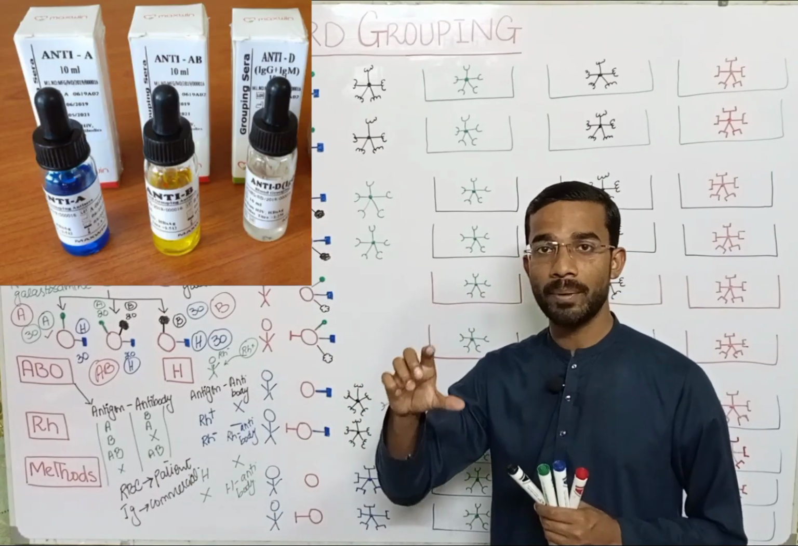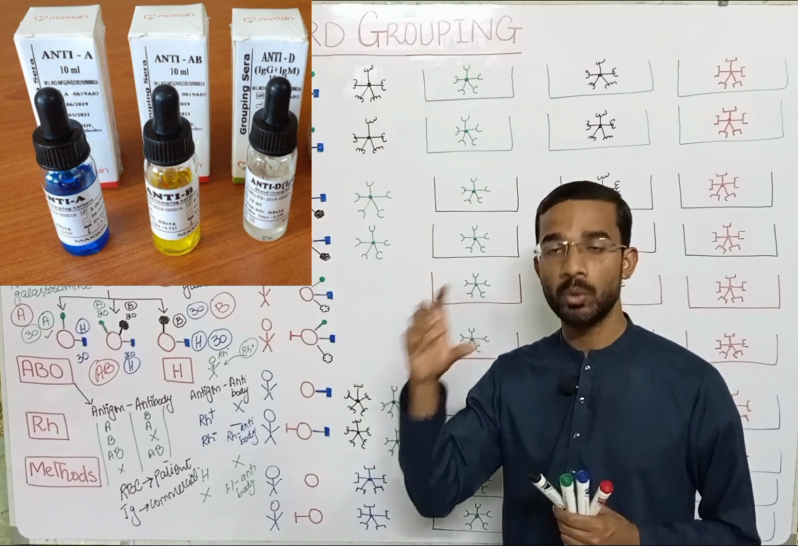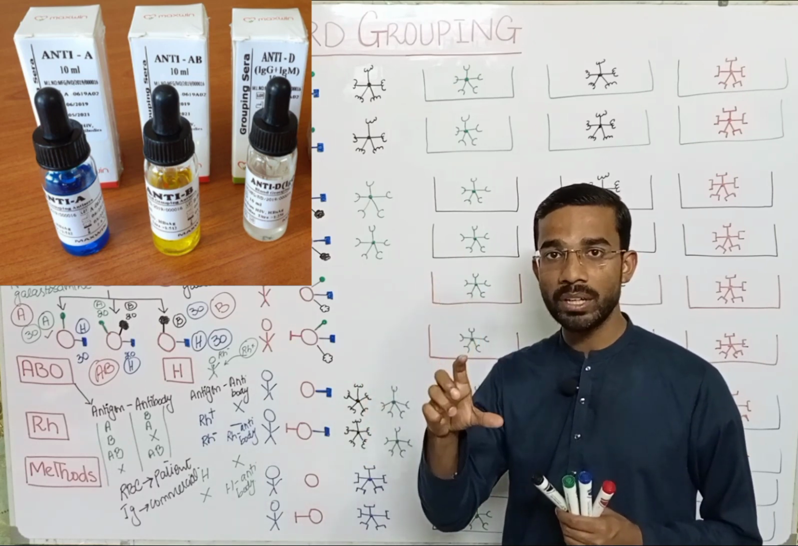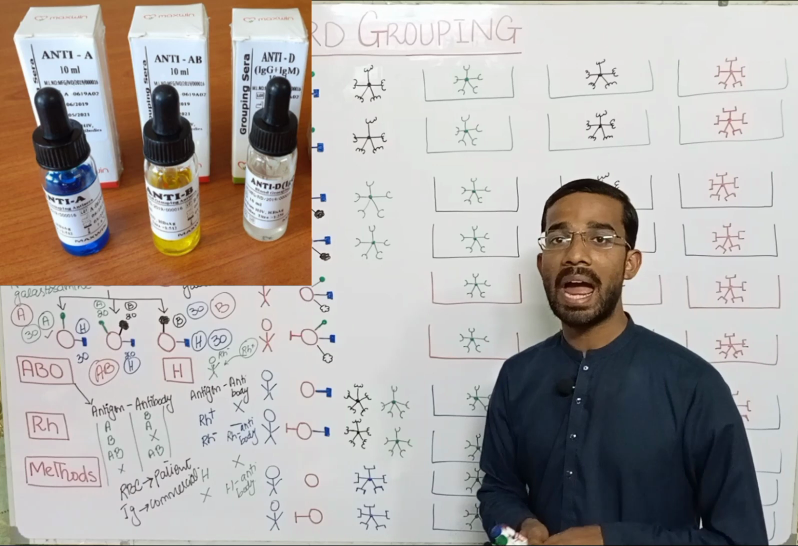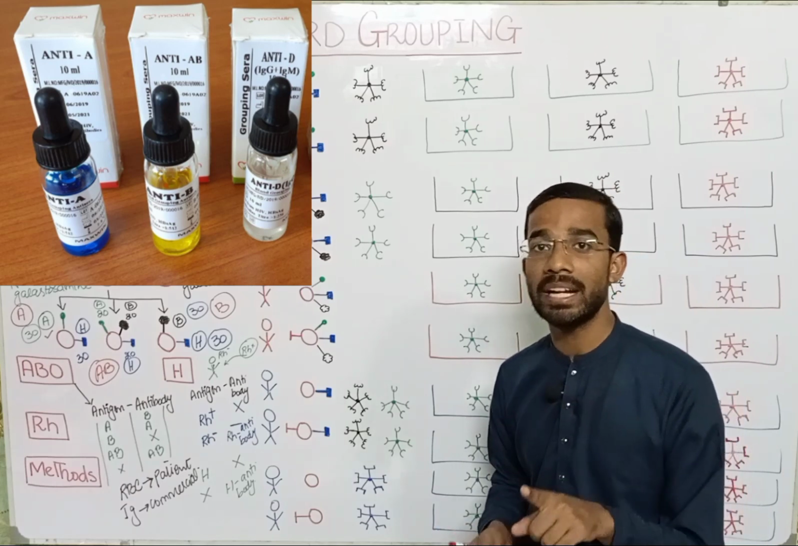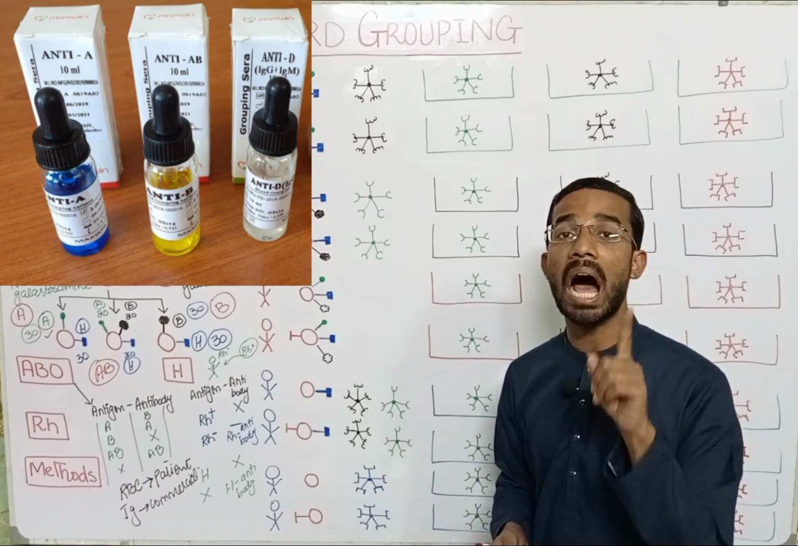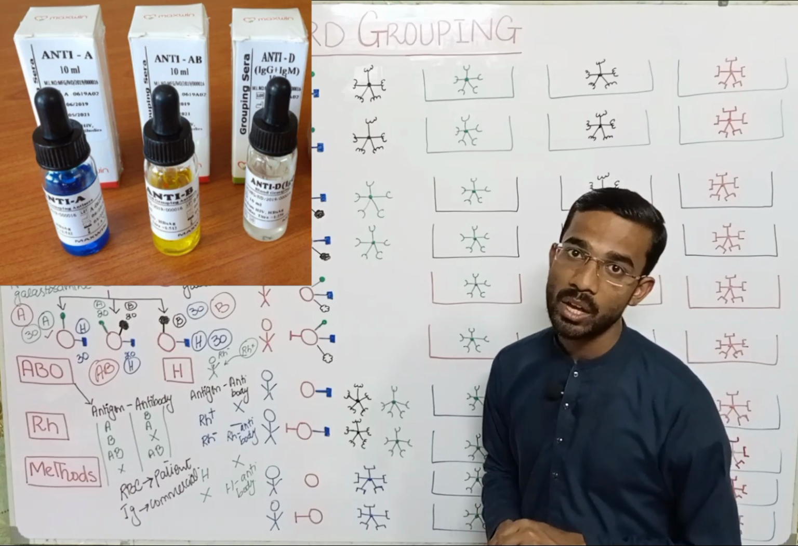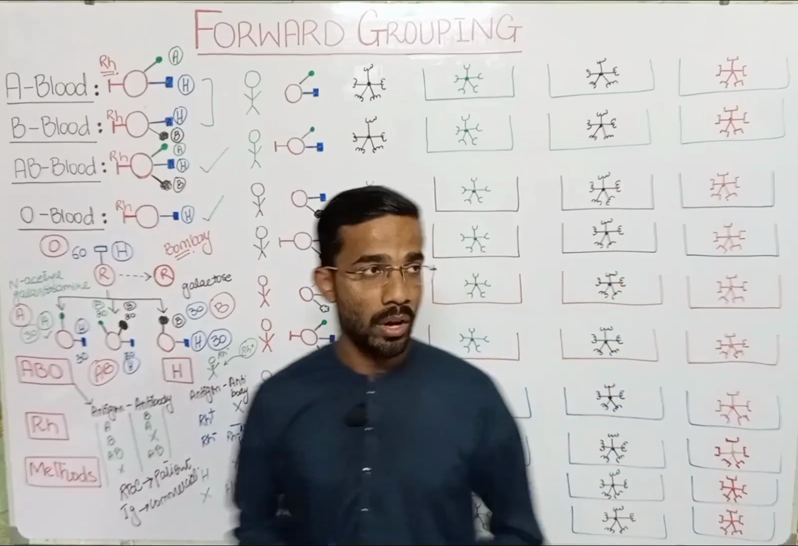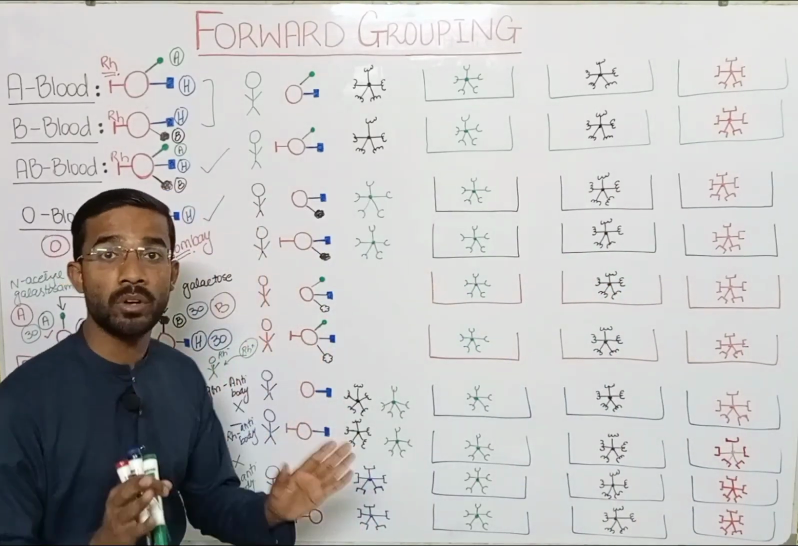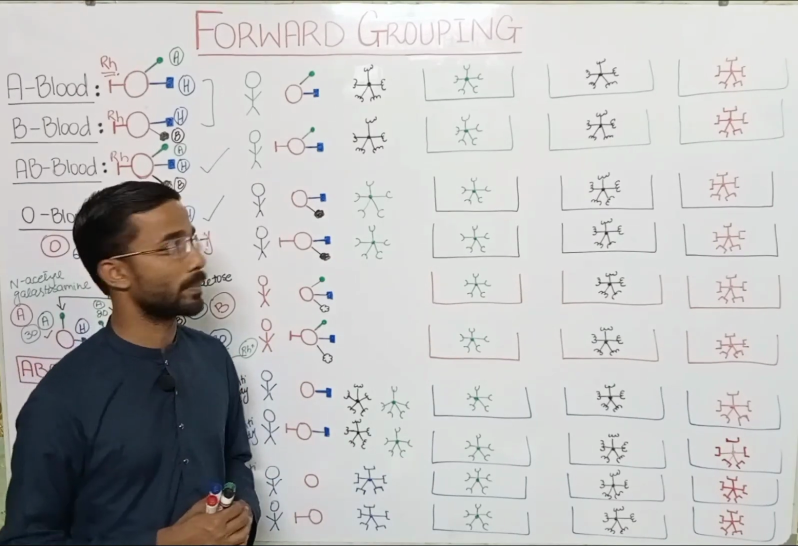A antibody, you will see the blue color. B antibody, you will see the yellow color. And last is the D antibody, or you can say RH antibody, which is the white color. So next we will discuss the deep concept of the forward grouping.